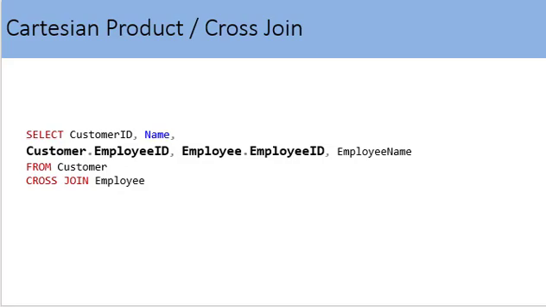Another thing worth noting is the name of the employee ID column. In SQL statements, we cannot include two columns with the same name. If we do, we must prefix it with the table name followed by a dot. So instead of writing only employee ID, I have written customer.employee ID and employee.employee ID.